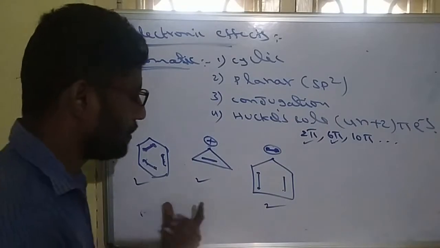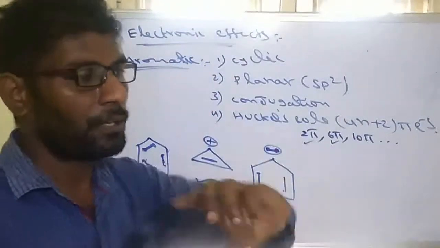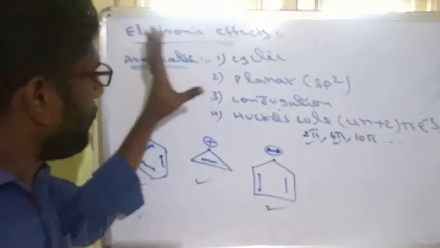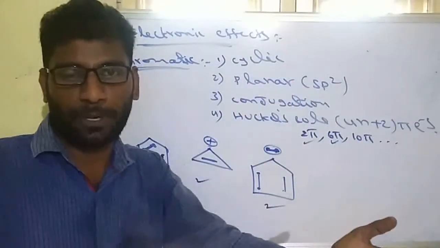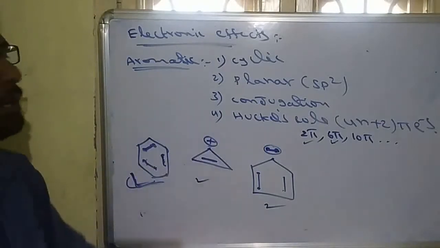So like that, a number of examples we can observe. Practice the examples, and ask if any doubt is there. So this is an aromatic molecule. Aromatic molecules are highly stable. Wherever aromatic is possible, that is highly stable. So benzene is the most stable due to its aromatic nature.